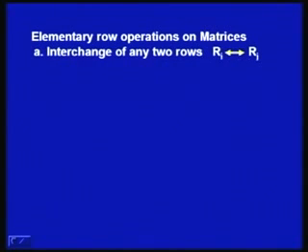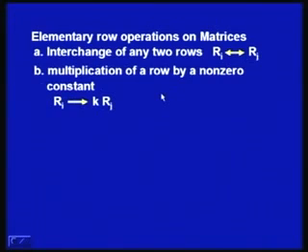So, correspondingly we have three operations. The first operation is interchange of any two rows. Symbolically we write Ri interchange Rj, that means the rows i and j are interchanged. The second operation is multiplication of a row by a non-zero constant. So, if k is non-zero, then the ith row is multiplied by k to give us the modified ith row.